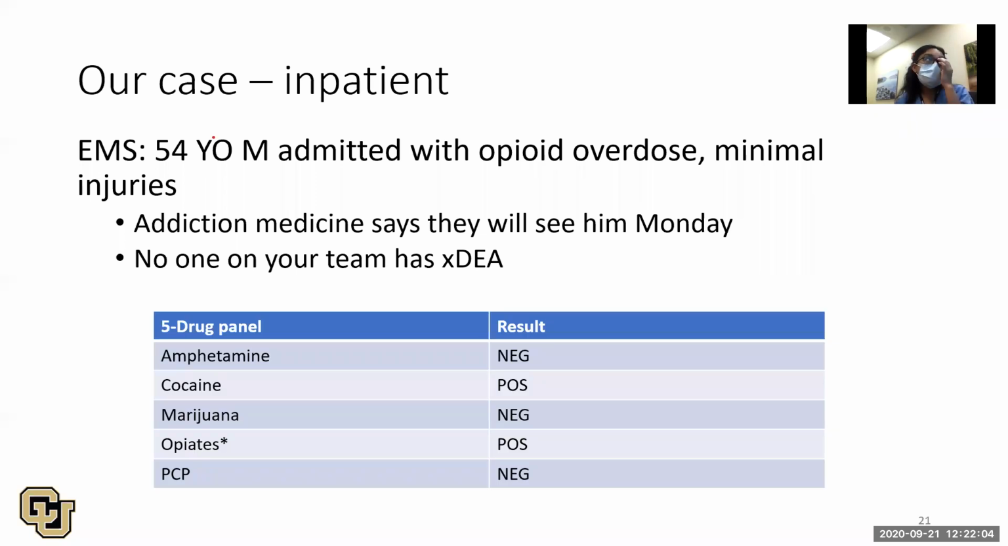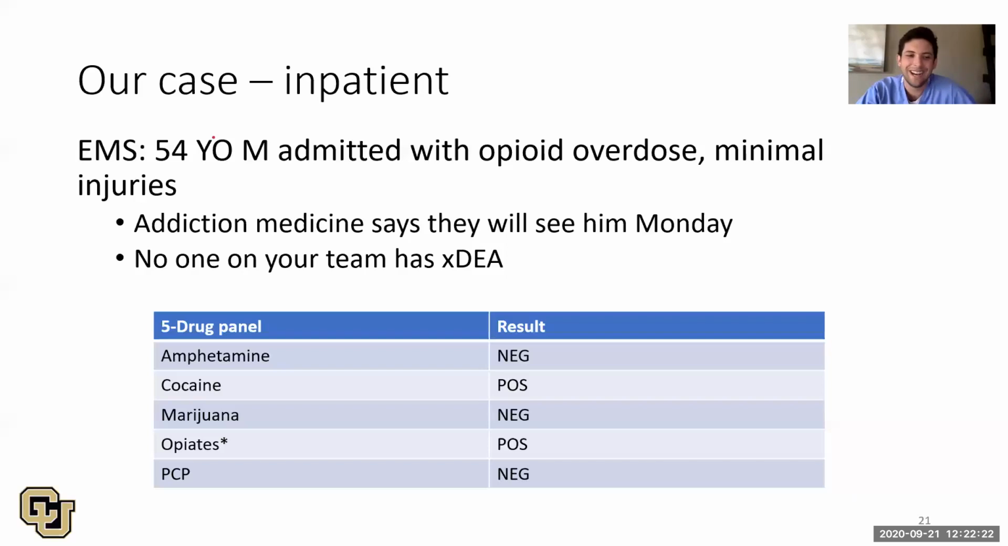And here's his 5 drug panel. So Graham's going to go a little bit over what these drug panels are, what we normally get in the hospital, and whether or not the cocaine being positive matters in how we treat his opiate withdrawal.